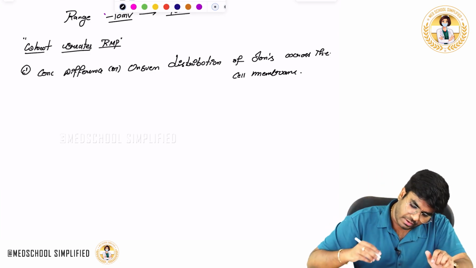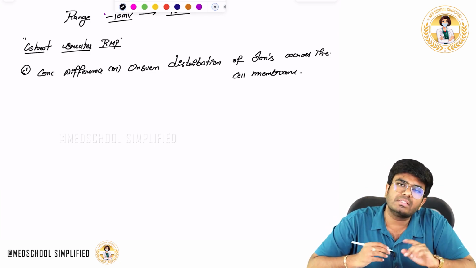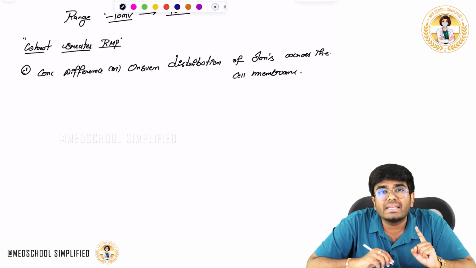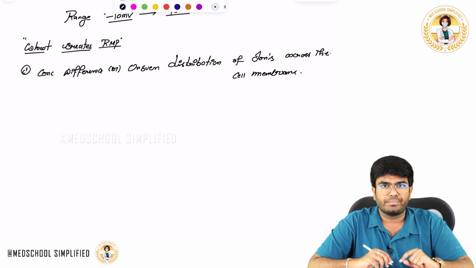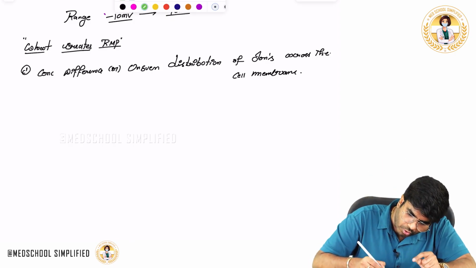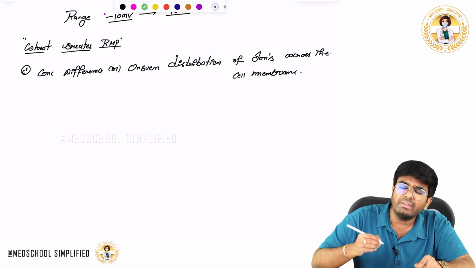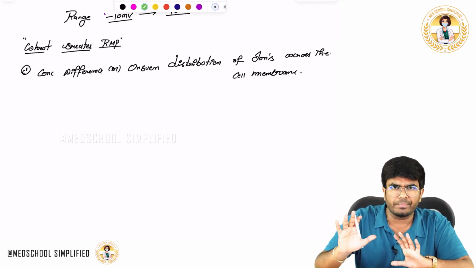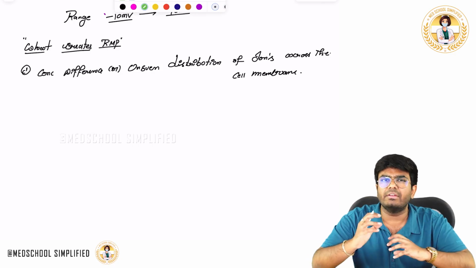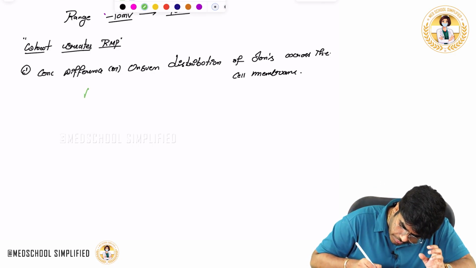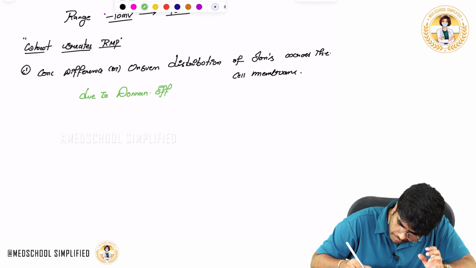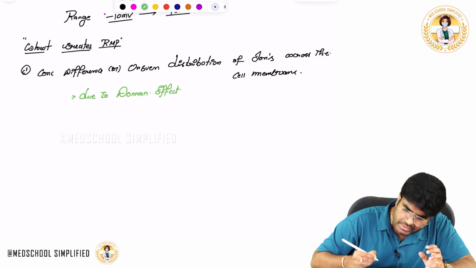Now you can ask me why there is this concentration difference. Why are the ions unevenly distributed? That is explained by a phenomenon, or effect, called Donnan's effect. These ions are unevenly distributed, and it's always like that. They are not getting equal. So this uneven distribution is due to something called the Donnan effect. So this is reason number one.